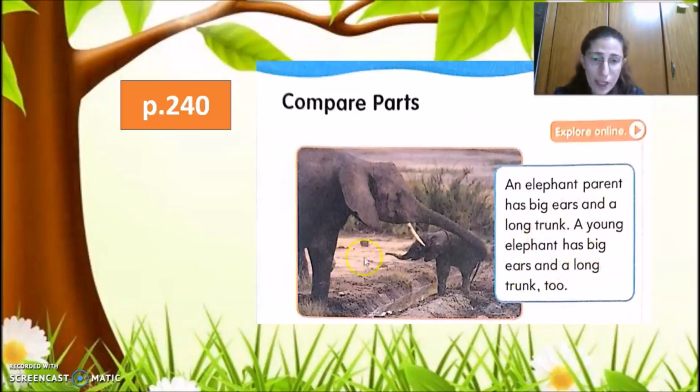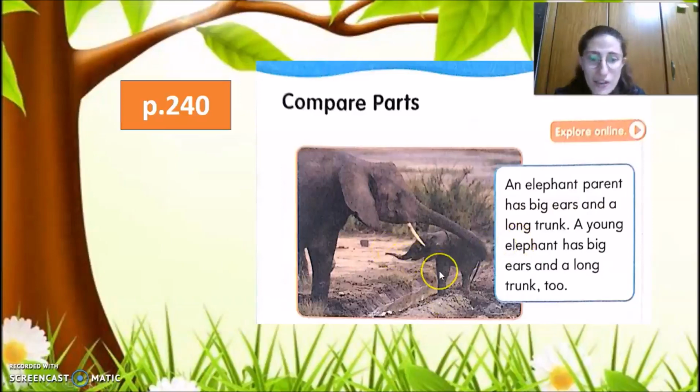So if we observe carefully, we could see that the parent elephant and the young elephant both share big ears. That is correct, right? And what else? They're saying that the elephant parent also has a long trunk. That is correct. You could observe it clearly. And the young elephant has big ears as well and a long trunk as well, right? Excellent. We could see it. So both of them share big ears and long trunk, right?